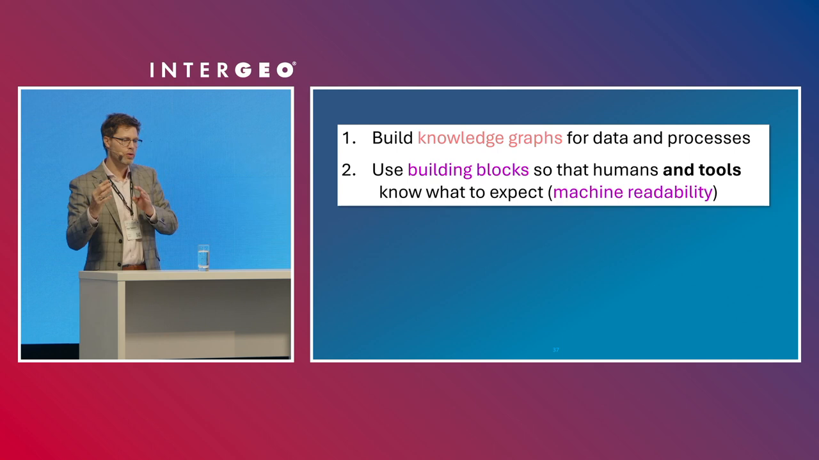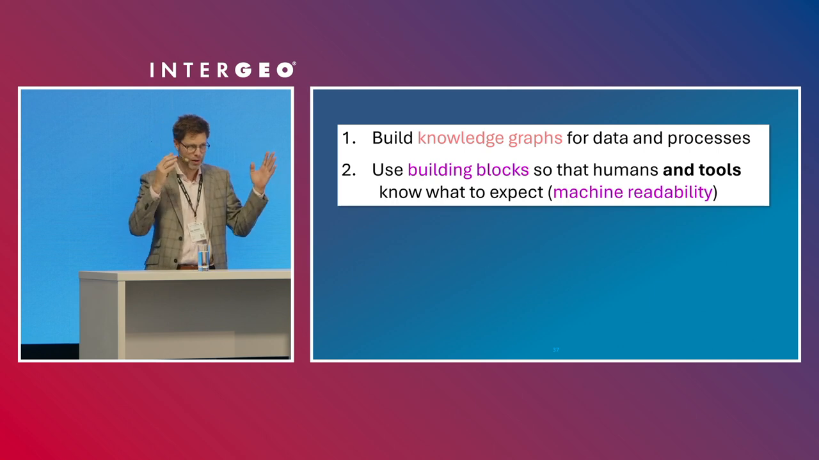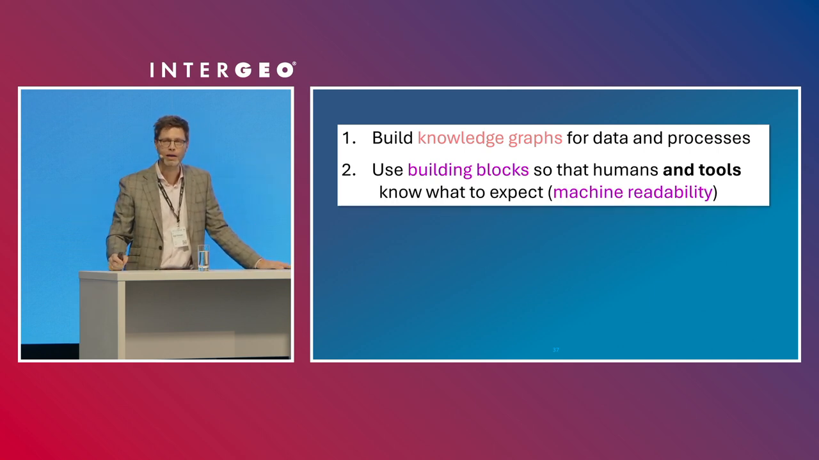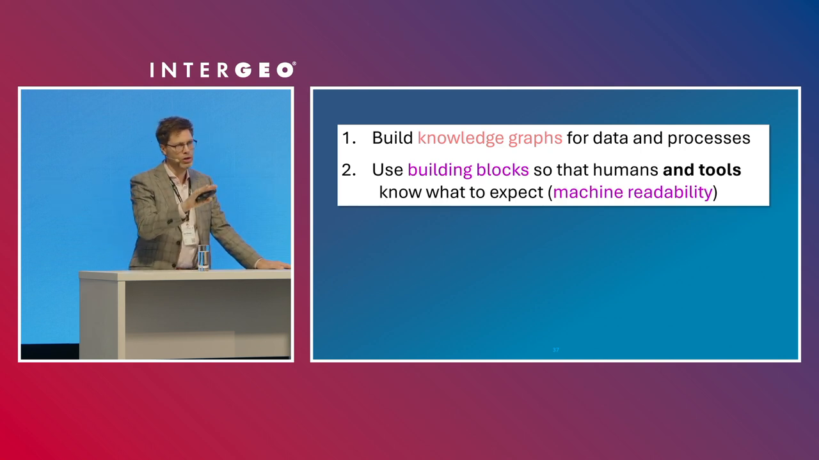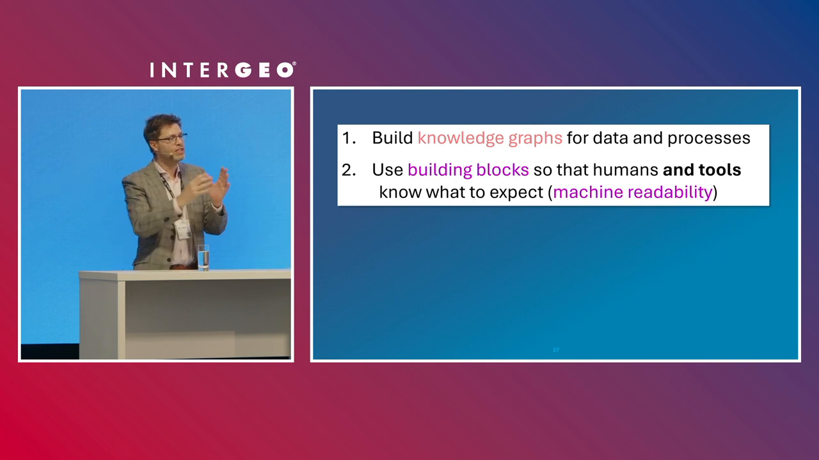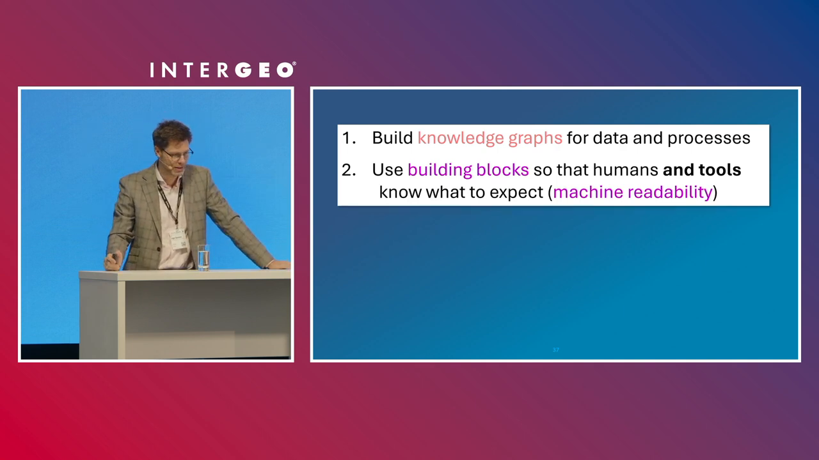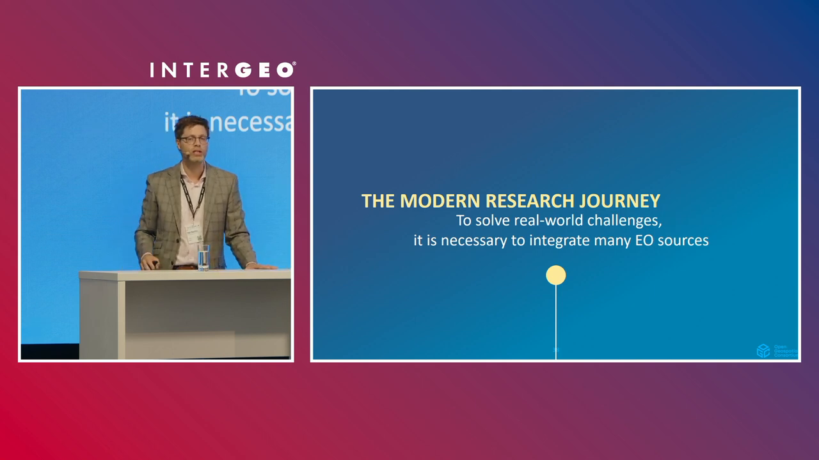So we build our knowledge graphs for the data and the processes because we want to understand the data and we want to know how it was built. If you have a language model or any artificial intelligence model, you need to know what training data was used. Can I really apply the model to the data I have? Maybe it was trained just with data 100 kilometers south of here. Is it still similar enough to the data I'm using right here? Or will it produce inconsistent results, results I cannot work with? And then use these building blocks, because the building blocks enable the engines to work with different data from different communities.